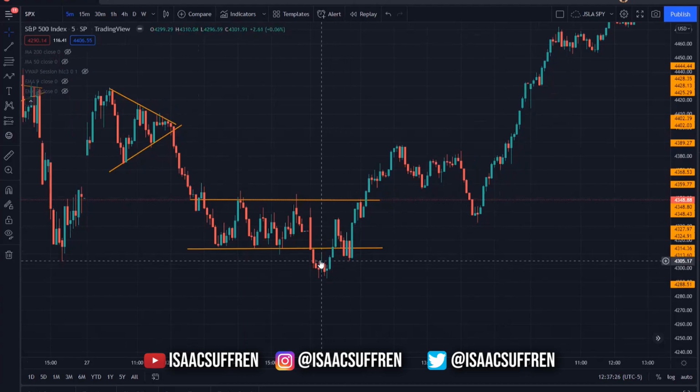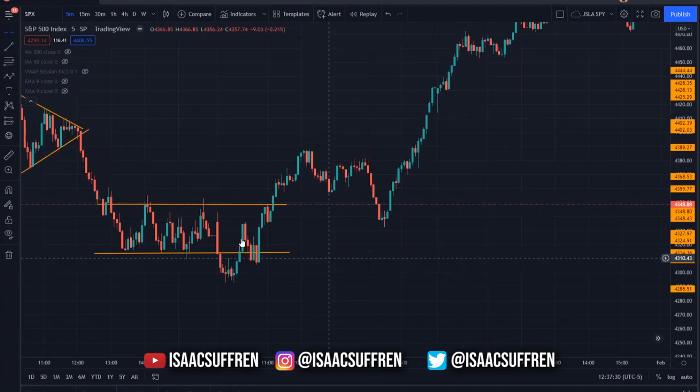But sometimes you're not going to always find price action. So that's important to know. As you can see, it broke above this level.